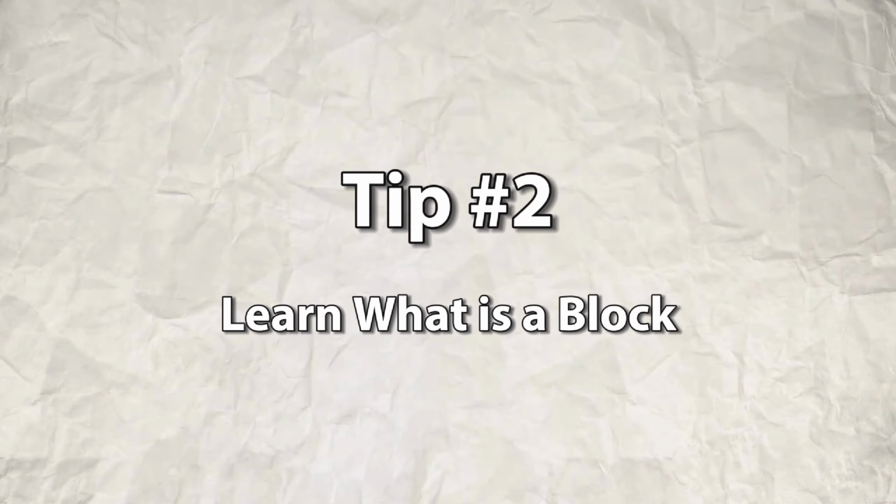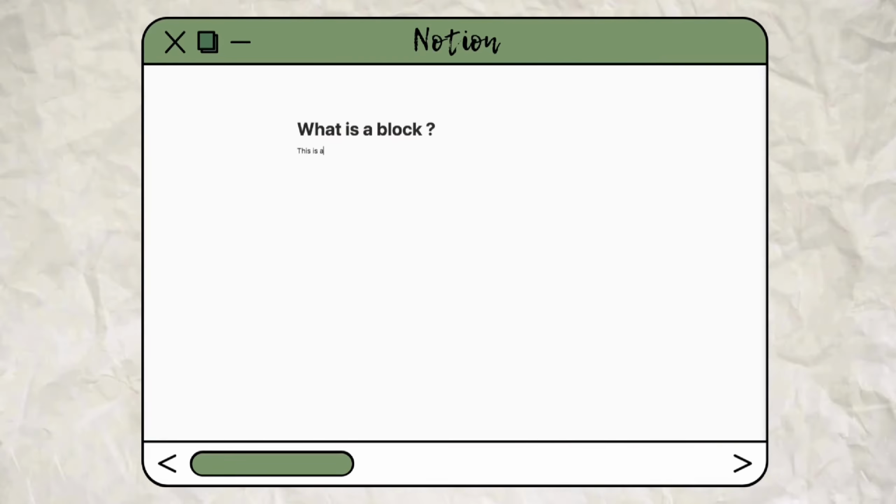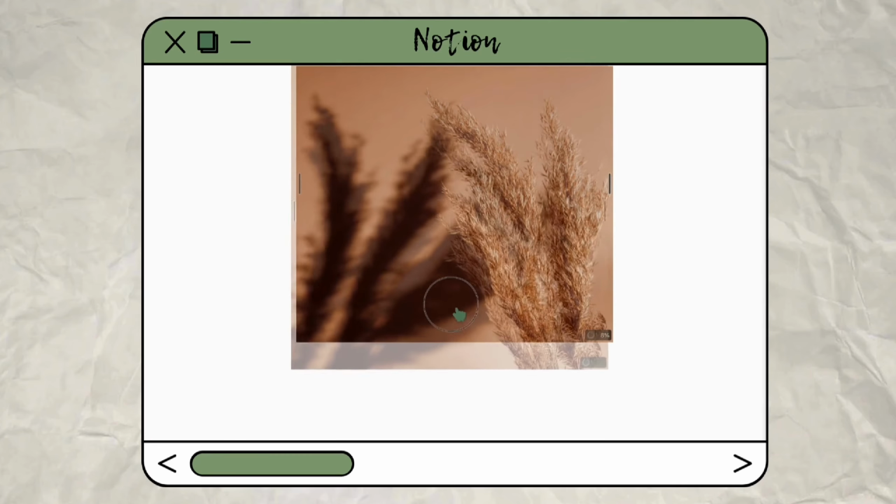Tip two is simply to learn what a block is. So a block is pretty much everything within Notion. If you're adding a text, that is a block. If you add a photo, that is a block. So I like to see Notion itself as an overall puzzle. We are taking different blocks and creating a new masterpiece that works for our productivity.